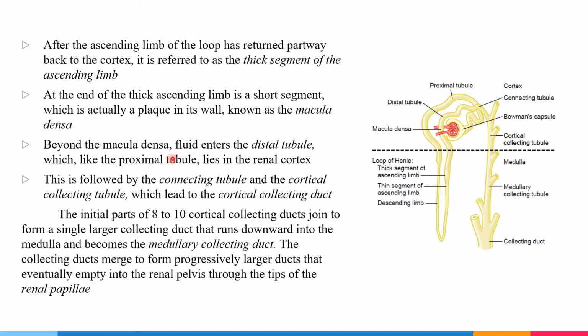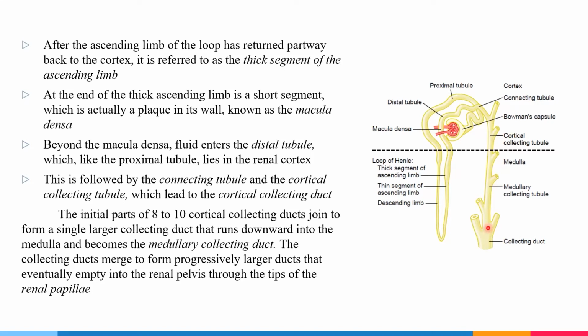Beyond the macula densa, fluid enters into the distal tubule, which is right here, which, like the proximal tubule, lies in the renal cortex. So we have come back into the renal cortex itself. This is followed by the connecting tubule and the cortical collecting tubule, which lead to the cortical collecting duct, which is present right here. The initial 8 to 10 cortical collecting ducts join to form a single larger collecting duct that runs downward into the medulla, becoming the medullary collecting tubule and the medullary collecting duct.